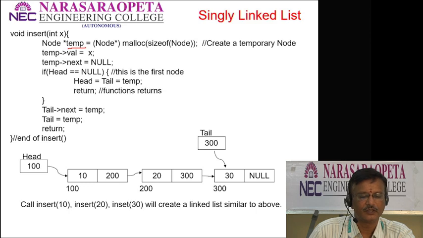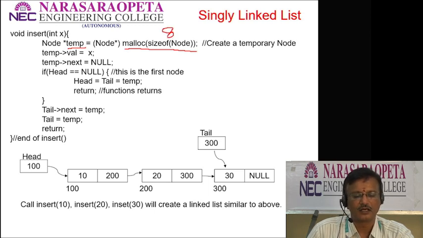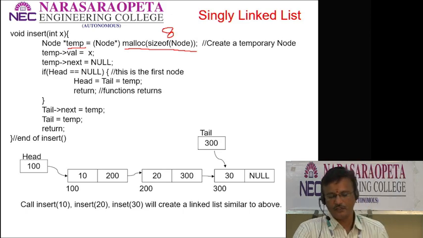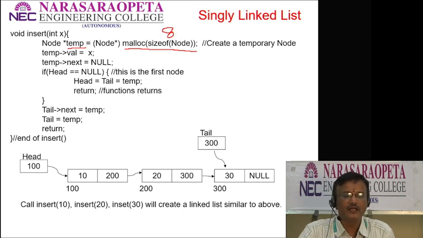See here, I am typecasting, and I am allocating the size of this structure node. It will be computed as 8 bytes because node has only two components, one integer value and one pointer. So 8 bytes are allocated. And after allocating 8 bytes, malloc returns the starting address as a void pointer, because the malloc function is a generic function which can be used to allocate memory for any data.